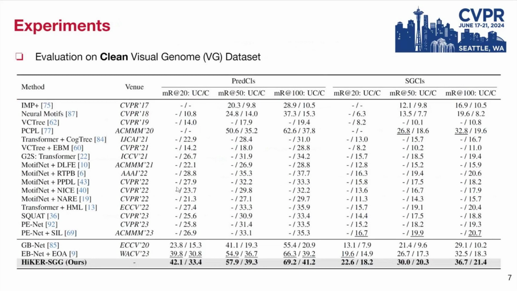To evaluate the effectiveness of our HiKER-SGG, we compare the performance of our method with other SOTA methods on both the clean VG dataset and our proposed VGC dataset. In this table, we report our performance results for the predicate classification task and scene graph classification tasks on clean images in the Visual Genome dataset. With the hierarchical predicate prediction paradigm, our method consistently outperforms other state-of-the-art SGG methods and achieves competitive performance in terms of mean recall.